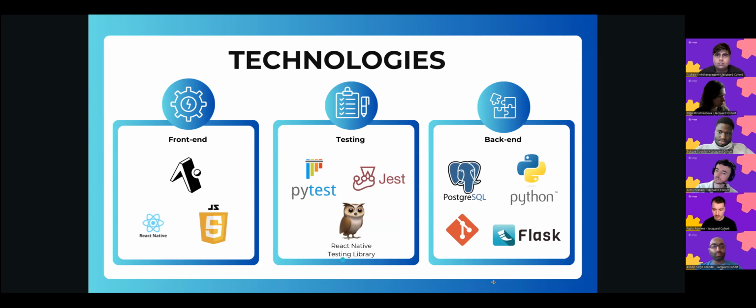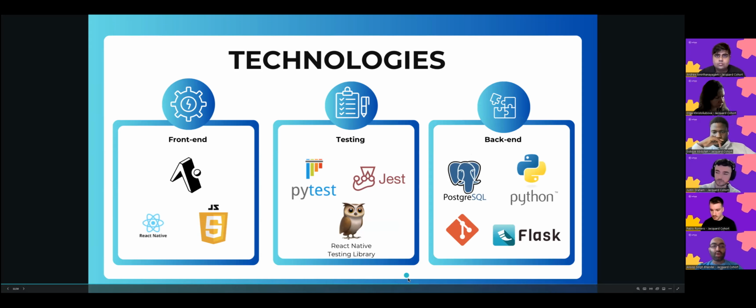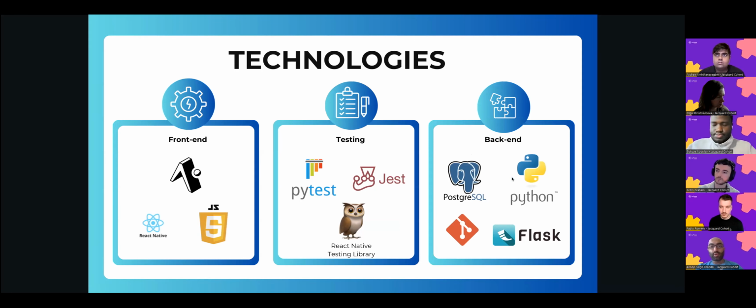Thanks, Pablo. For the technologies on the front end, we use JavaScript and React Native with Expo as a hosting service. For version control, we use Git and GitHub. And for the backend, we use PostgreSQL to set up our database. We also use Python with Flask to set up our models, controllers, and routes. For testing, we use PyTest for the backend and React Native testing library for the front end.